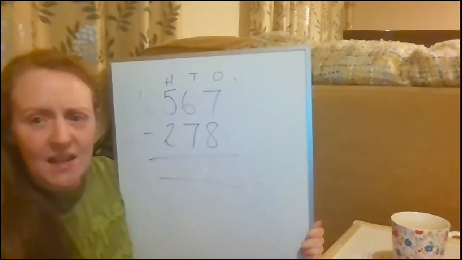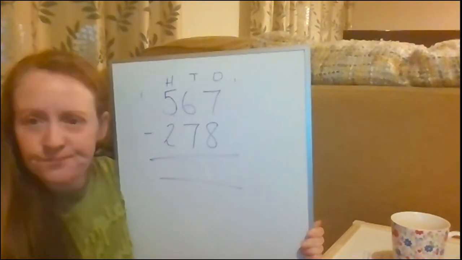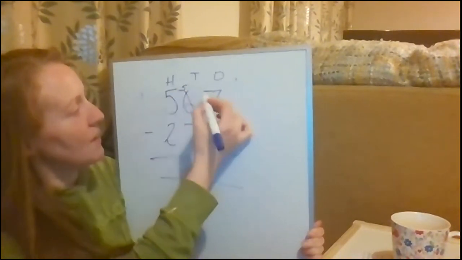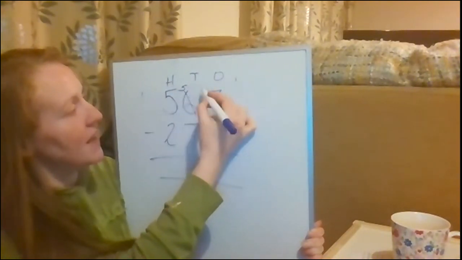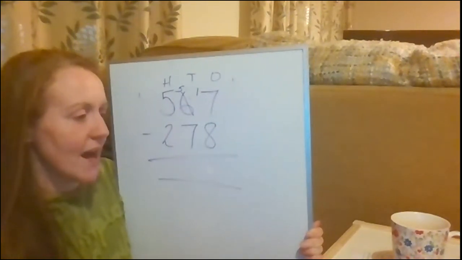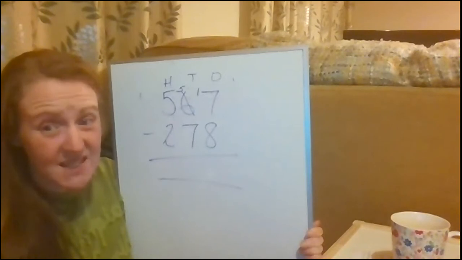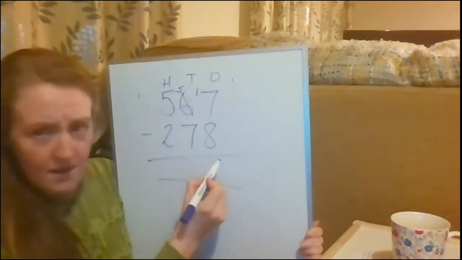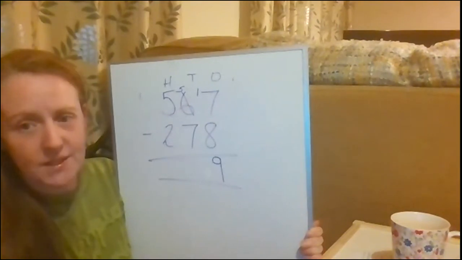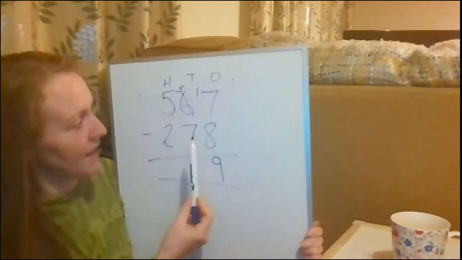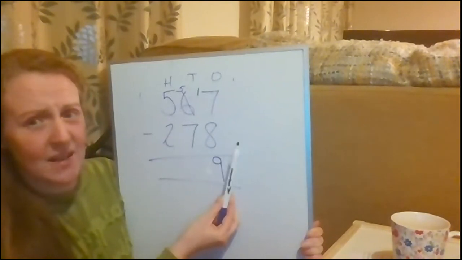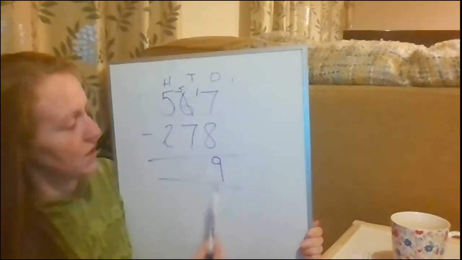7 take away 8. Can I do 7 take away 8? No, I can't. So I need to go next door to the tens, make that into 50 or 5 tens, and then take one here. So I've now got 17 take away 8. 17 take away 8, children, you should have got 9 in there. Well done if you got that right. And I can double check that by saying 8 plus 8, double 8 would be 16, and then one more. So 8 and one more is 9.